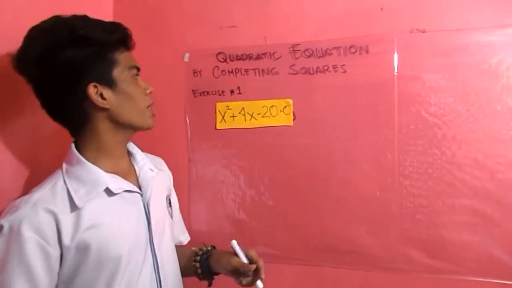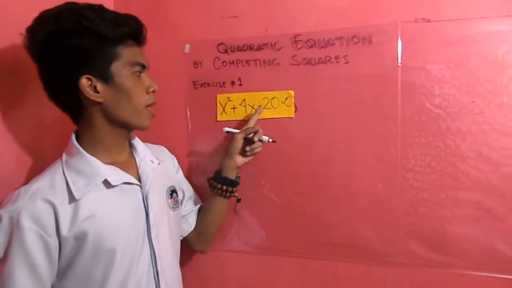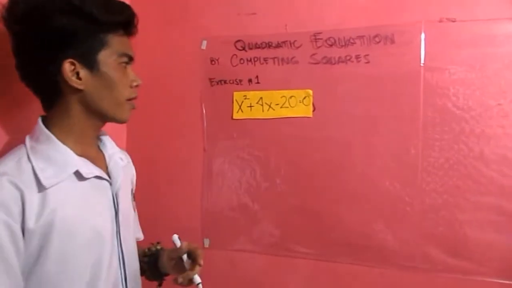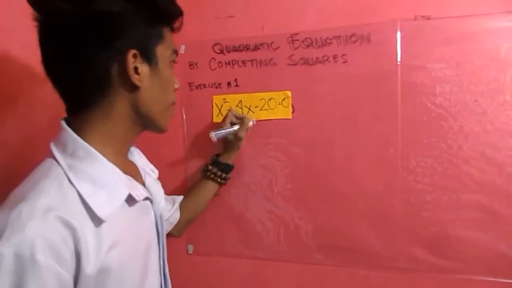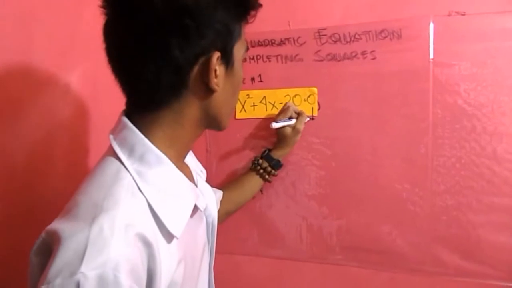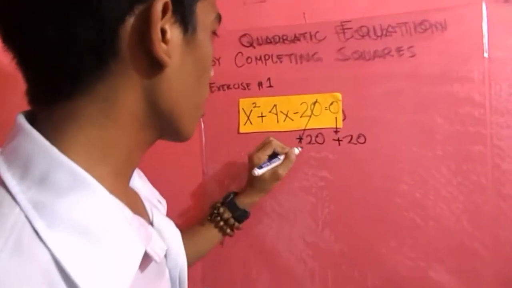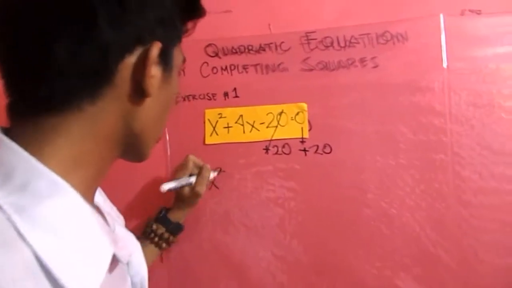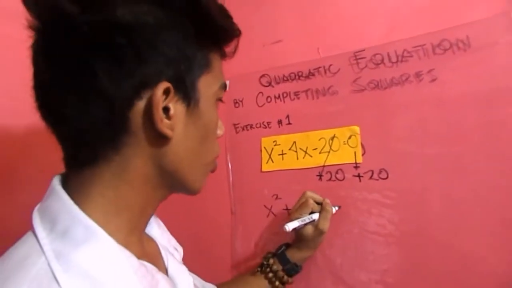Quadratic equation by completing the square. Exercise number 1. Here's the problem: x squared plus 4x minus 20 equals 0. Solve this problem by completing the square. All you want to do is add positive 20 on both sides. So this is cancelled because this is equal to 0. So the result is x squared plus 4x equals 20.